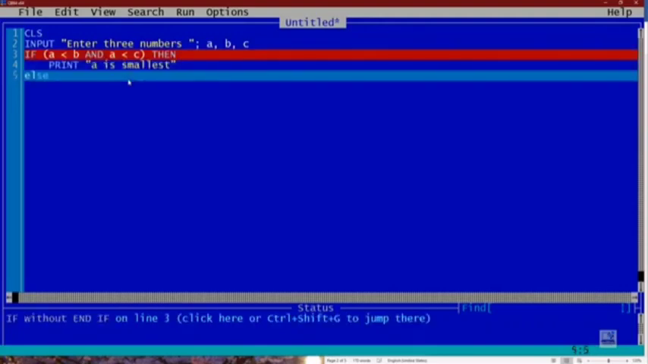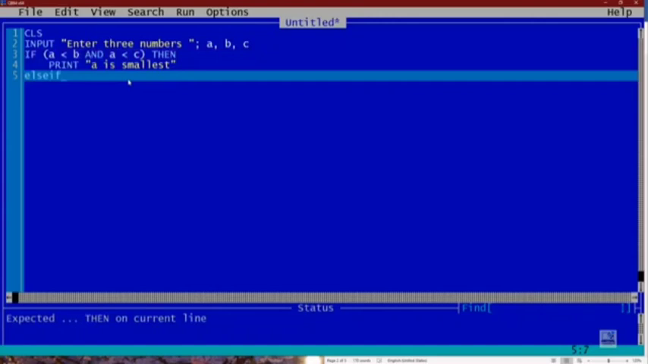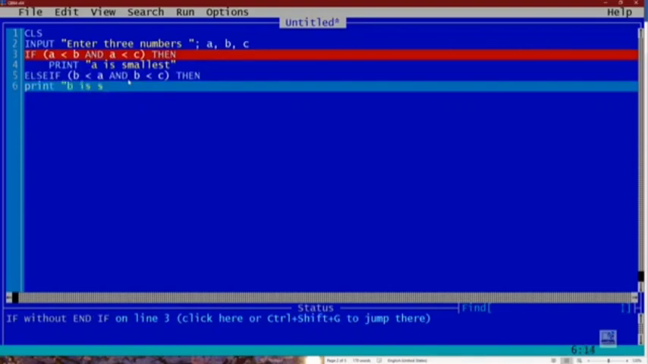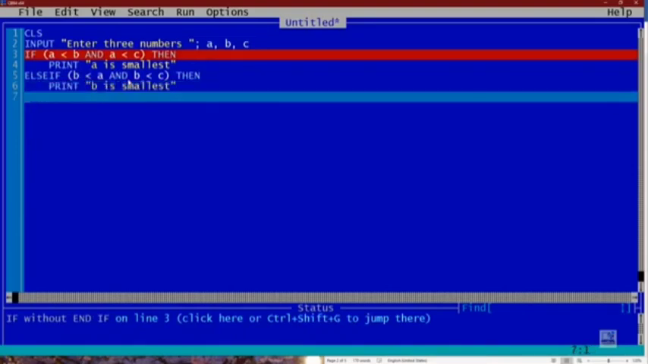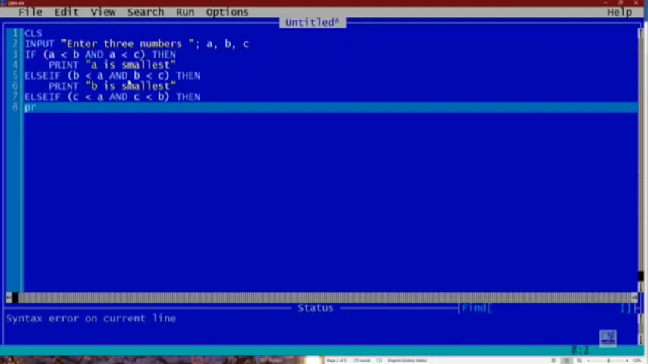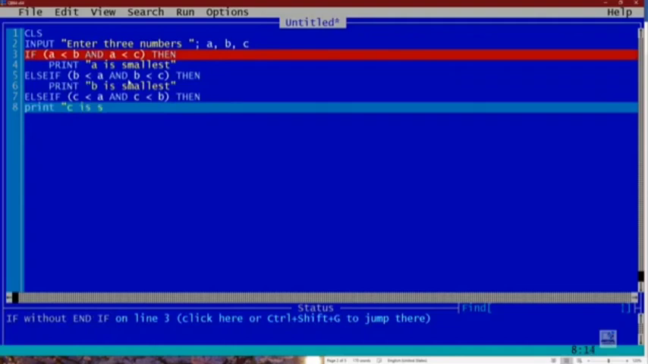Else if, when you are writing else if, you will not give any space between else and if. Else if will be written without any space in between the two terms, okay? Else if B less than A and B less than C, then print B is smallest. Else if C less than A and C less than B, then print C is smallest.